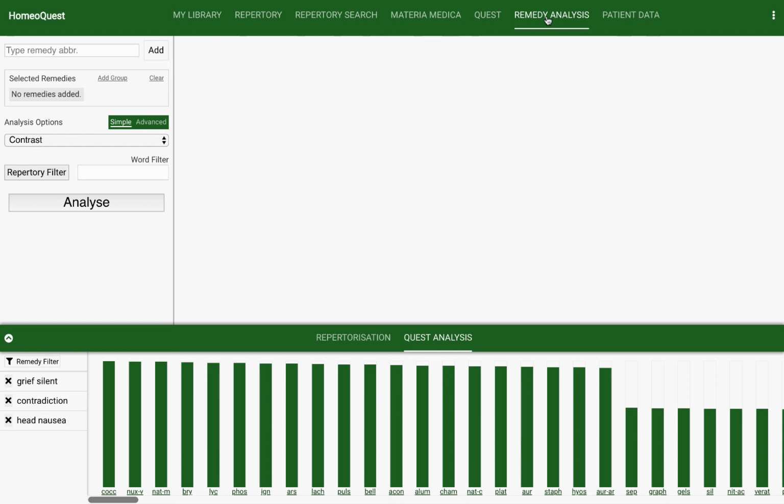I've done a full-on tutorial on this. Check out the remedy analysis tutorial. There are 2 parts to it, so make sure that you look at both. Part 1 is on simple options and part 2 is on advanced options.